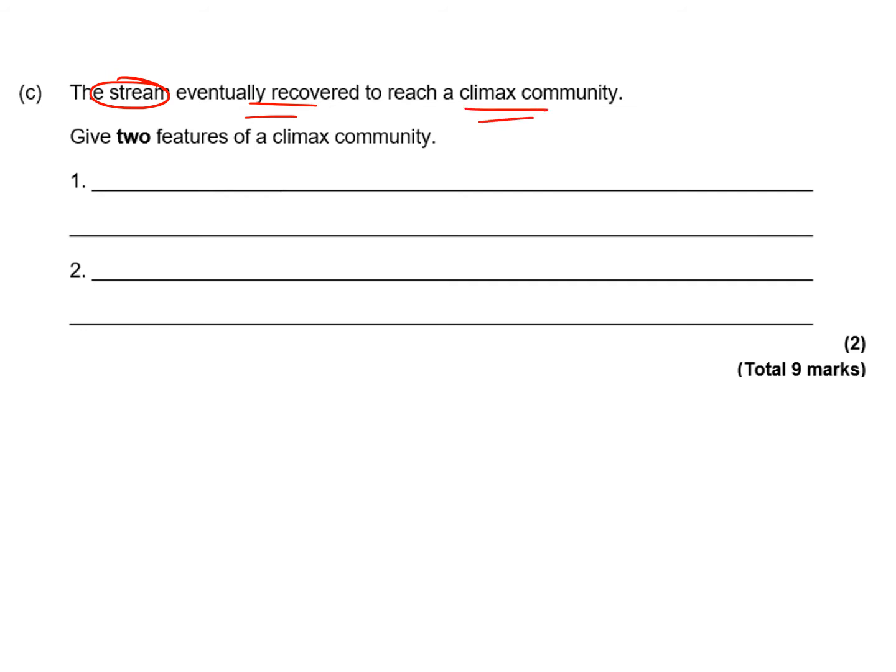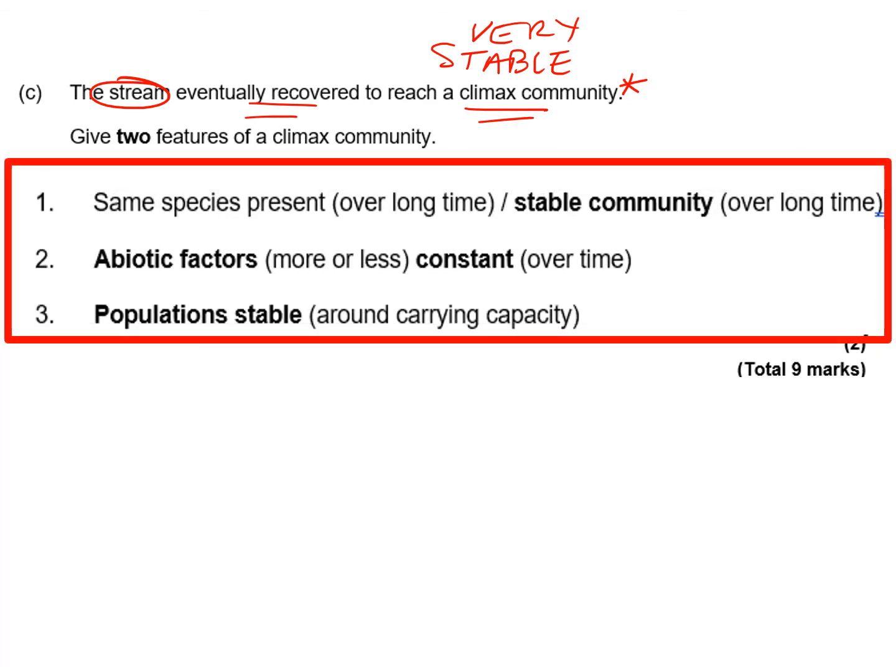So a climax community we know is very stable. It does not change over time very much. The species remain fairly constant. The population numbers of each species remain constant. And it's really only a change in abiotic factors like the flood that we had earlier that could alter the stability of the climax community. So very often you get dominant species that are present. So the first mark point was for saying that the same species are present over a long period of time. It's nice and stable.